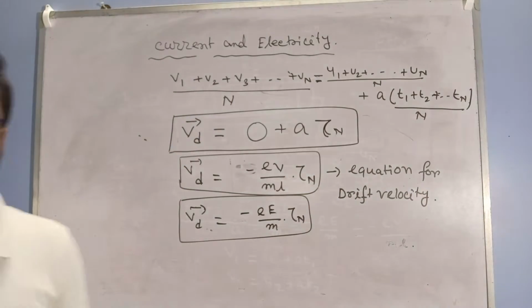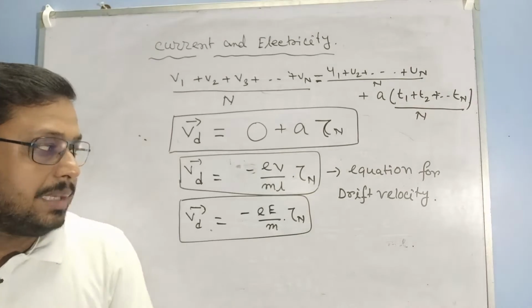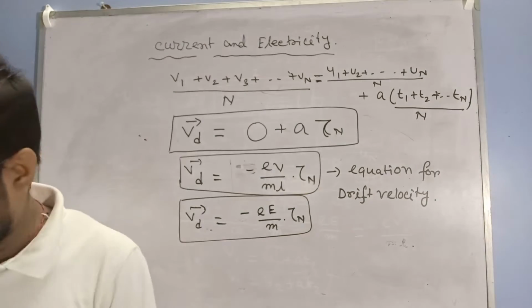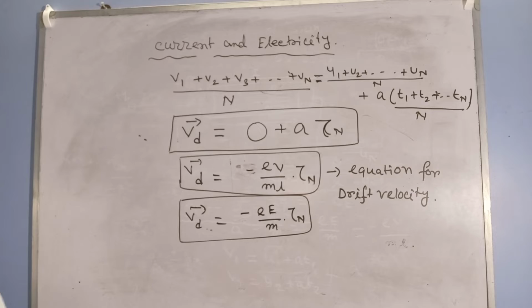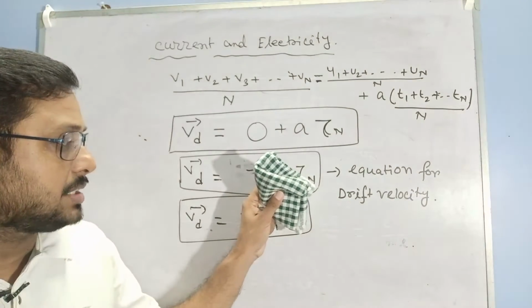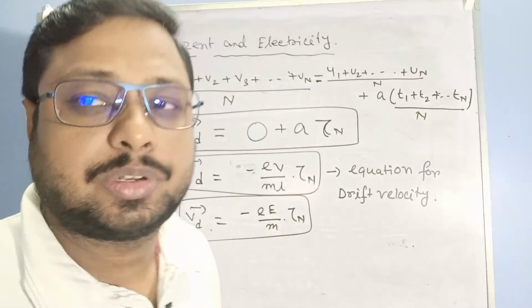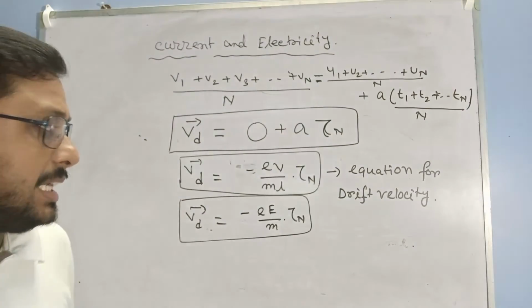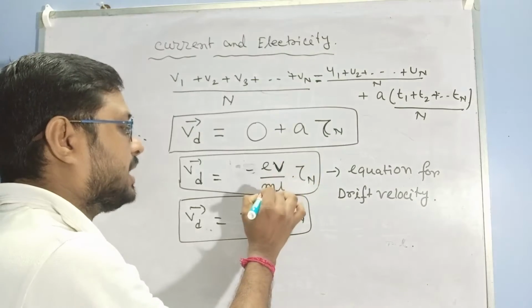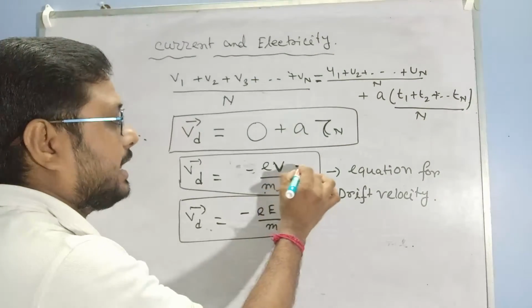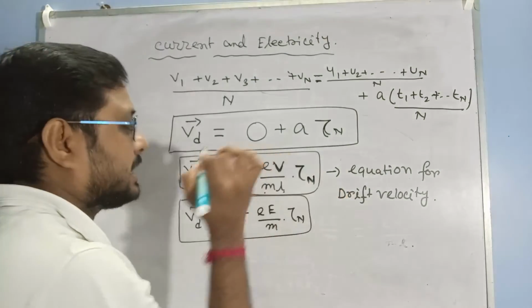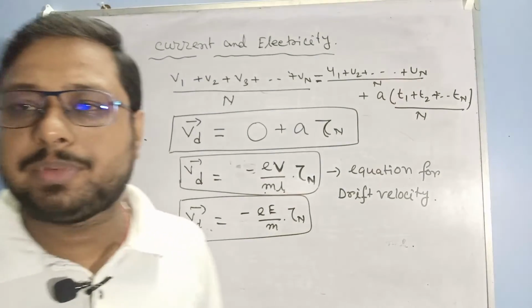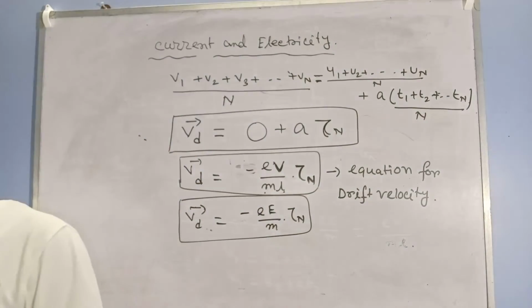The equation for drift velocity inside a conductor is given by Vd equal to minus EE by m tau n, or minus EV by ml into tau n, where e is the electron charge, 1.6 into 10 to the power minus 19 coulomb, V is the potential difference, m is the mass of electron, L is the length of the conductor, and tau n is the average relaxation time, that is the time interval between two successive collisions.